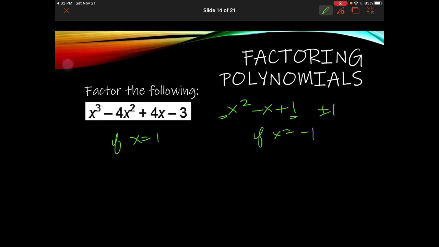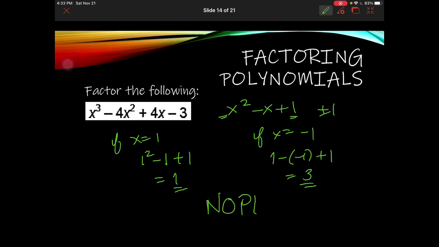So, if positive 1, may 1 squared minus 1 plus 1. So, 1 minus 1, 0, plus 1, 1. If negative, magiging 1 minus negative 1 plus 1. So, ito po ay magiging 2 plus 1 is 3. So, pareho po siyang may value. Ibig sabihin, nope, they are not real or rational roots anymore.